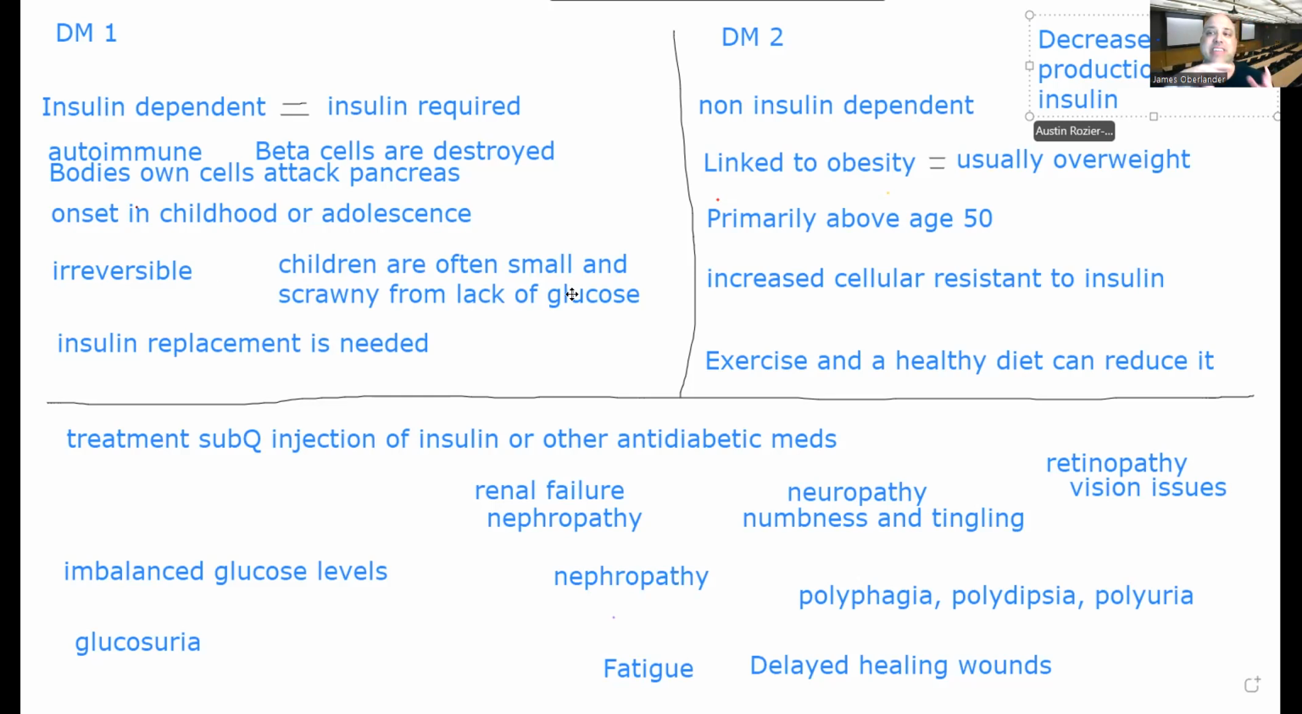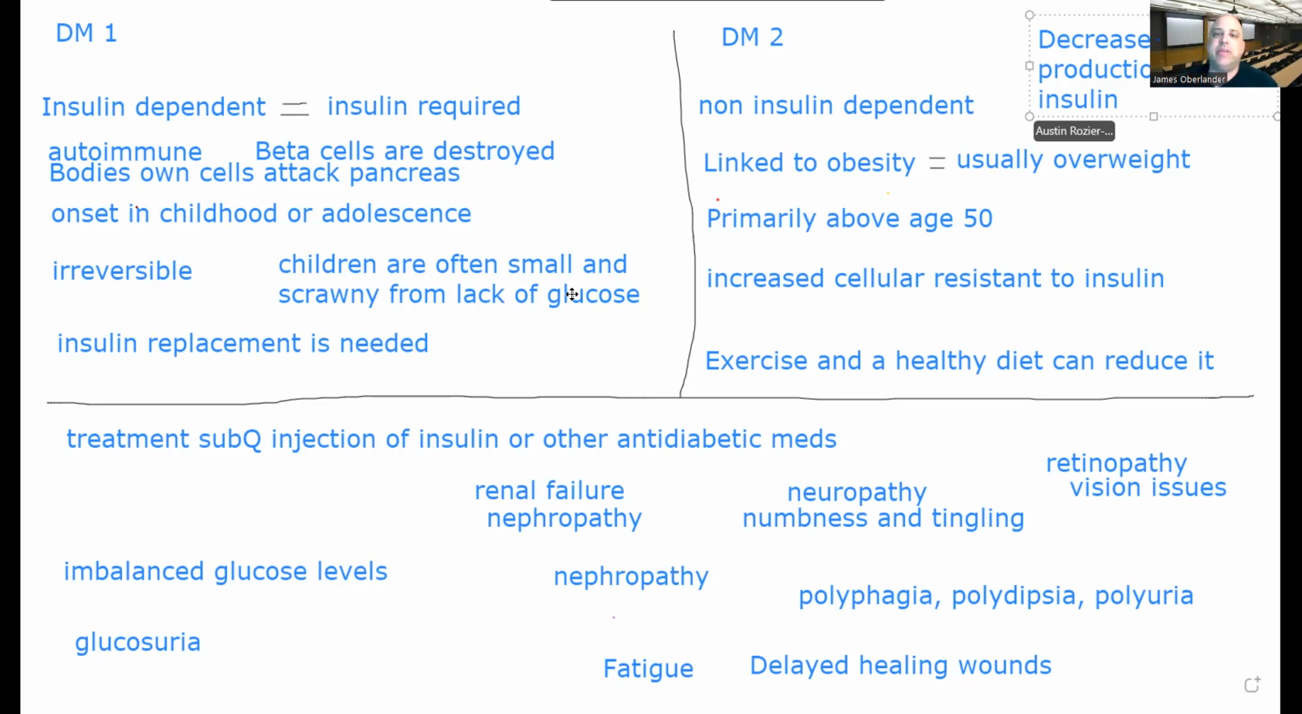You know, it's different than being obese. Type 1 diabetes results in lack of energy in the cells to grow. So that's why they're small and scrawny.